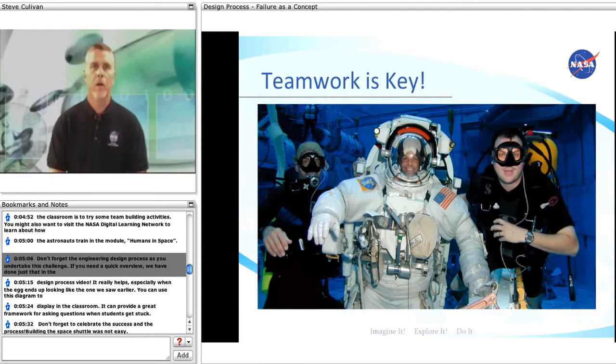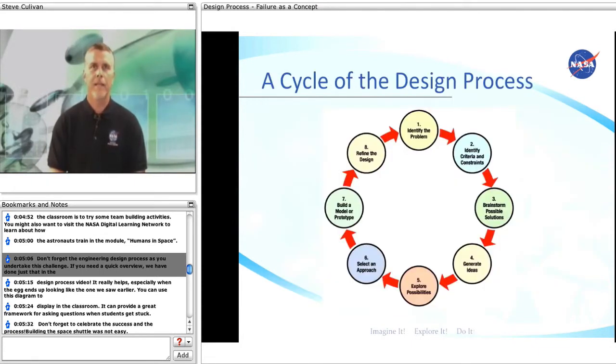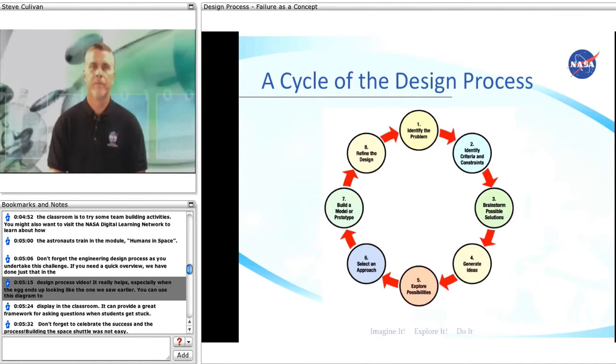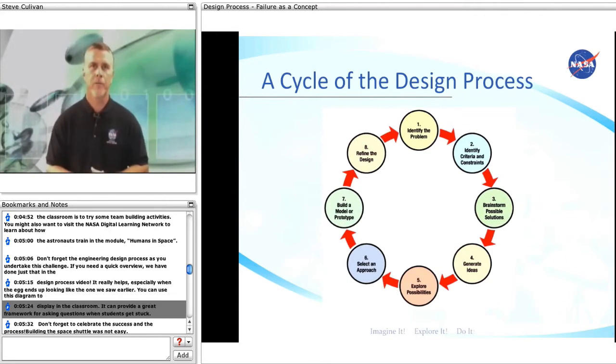If you need a quick overview, we have done just that in the design process video. It really helps, especially when the egg ends up looking like the one we saw earlier. You can use this diagram to display in the classroom. It can provide a great framework for asking questions when students get stuck.